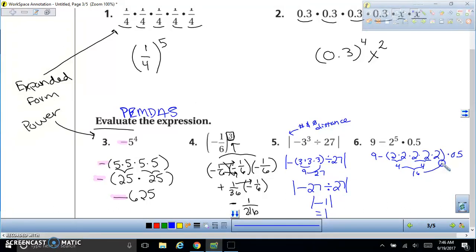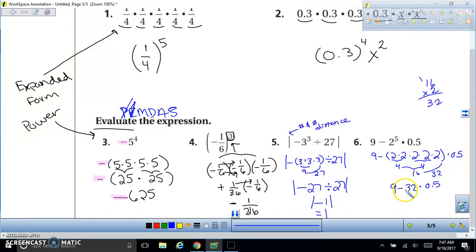And then 16 times 2 is, if we don't remember, I should see some chicken scratch on your paper. 16 times 2 is 32. Okay. Let's go ahead and rewrite. 9 minus 32 times 0.5. Order of operations, because there's no variable and no equal sign. Okay. Still working on that multiplication.